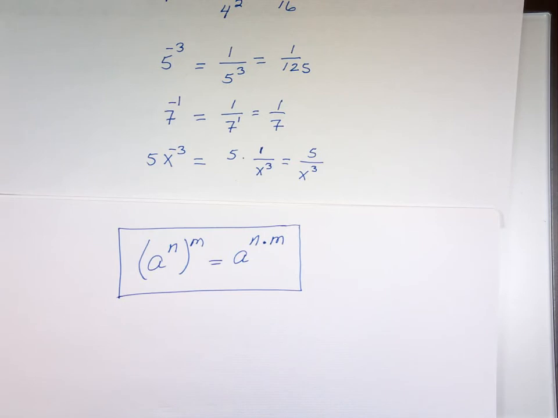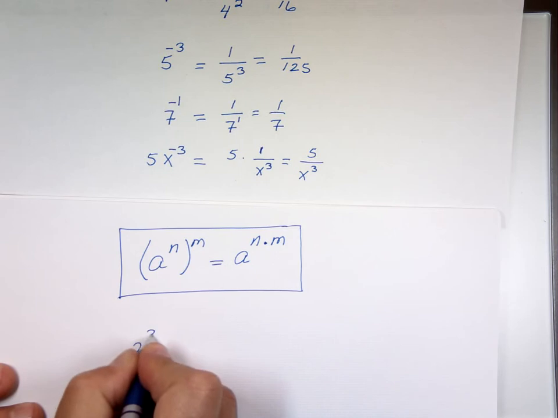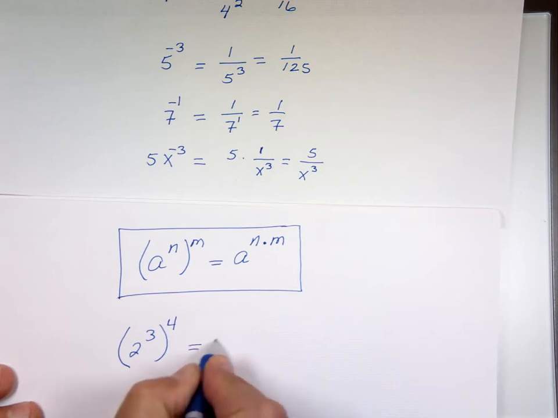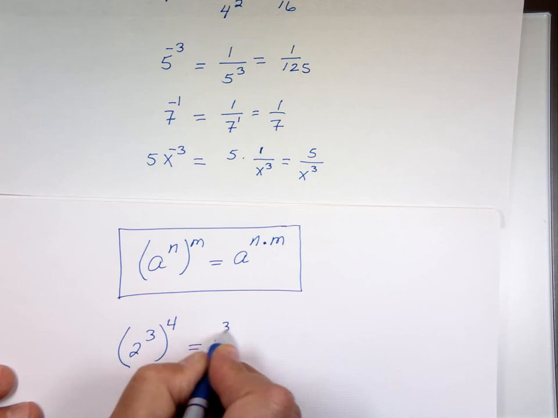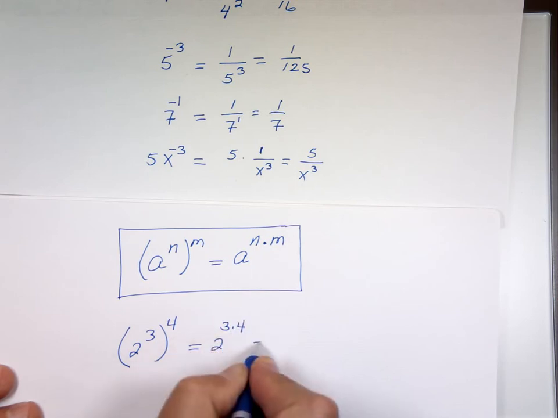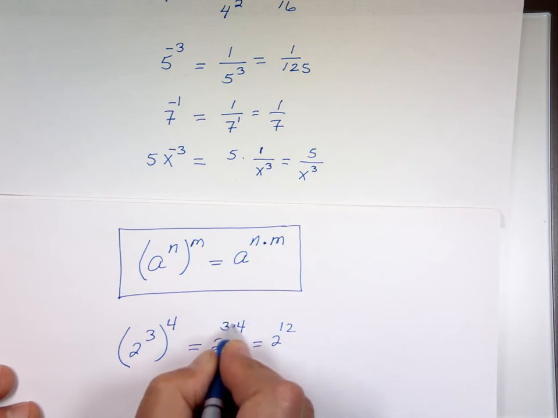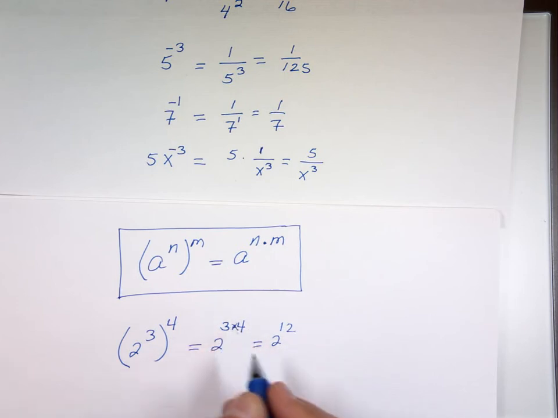So now, if I have 2 to the third to the fourth power, I'm going to write that 2 to what power? 3 times 4, which is what? 2 to the 12. That's 3 times 4.